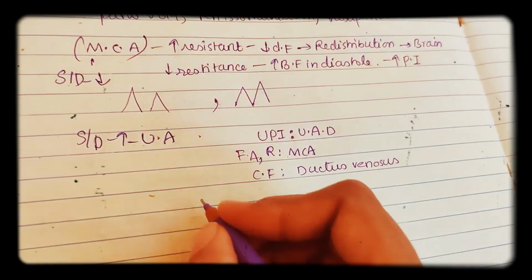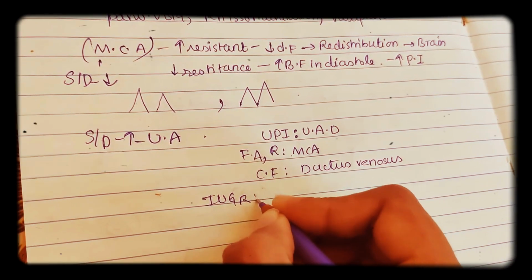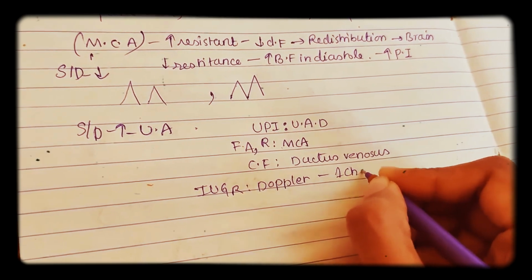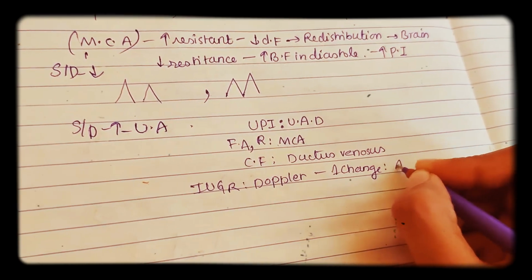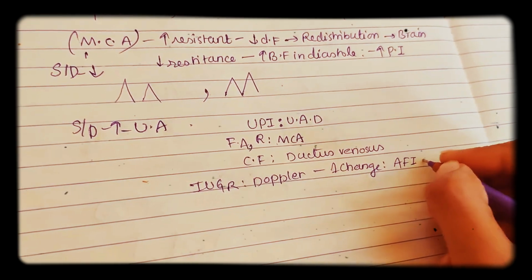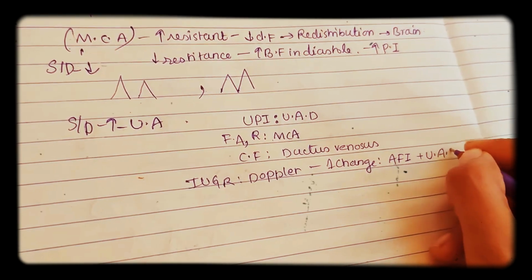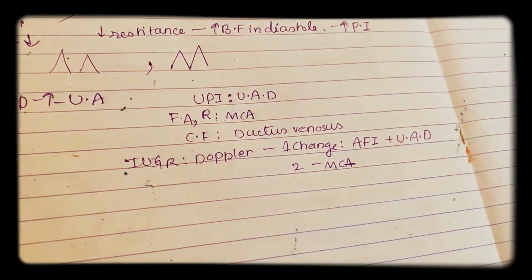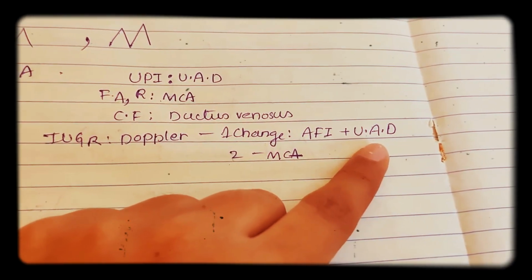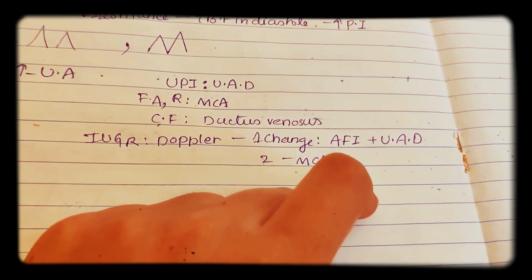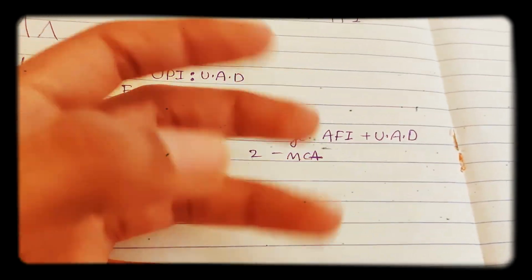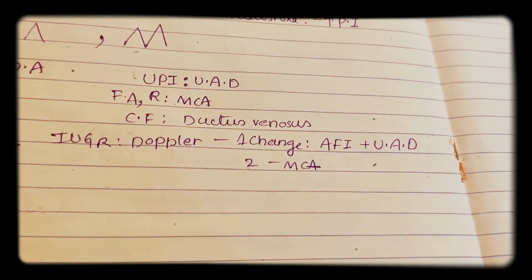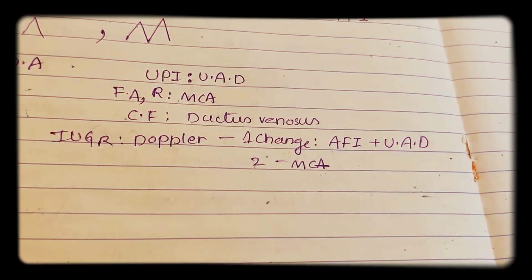And coming to IUGR, that is intrauterine growth restriction, the best way to assess this is of course Doppler. And the first change is in AFI, that is amniotic fluid index, and umbilical artery Doppler is used first. And the second change is you use MCA, because in intrauterine growth restriction, first you should see the umbilical artery. Only next should you see the middle cerebral artery, because in the beginning itself the blood will not redistribute, right? So that's why first you will do the umbilical artery, and also you will see the amniotic fluid index, and next you will see MCA, that is the middle cerebral artery.